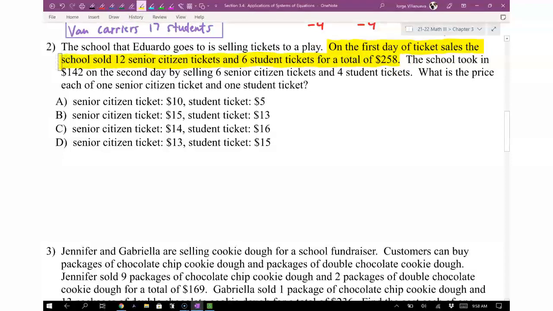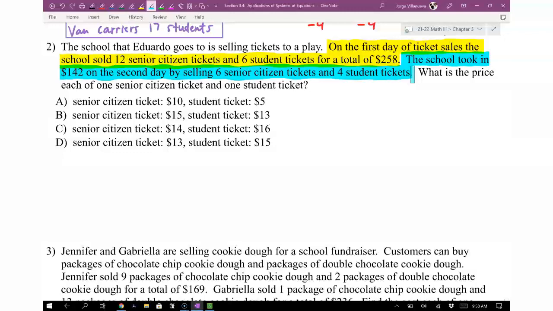That's my first equation. Then it says, the school took in $142 on the second day by selling 6 senior citizen tickets and 4 student tickets. Does that sound like it should be an equation? Yeah, right? So let's highlight that one in blue. Okay, now in green is, what do I need? What is the price of one senior citizen ticket and one student ticket? That is my goal.